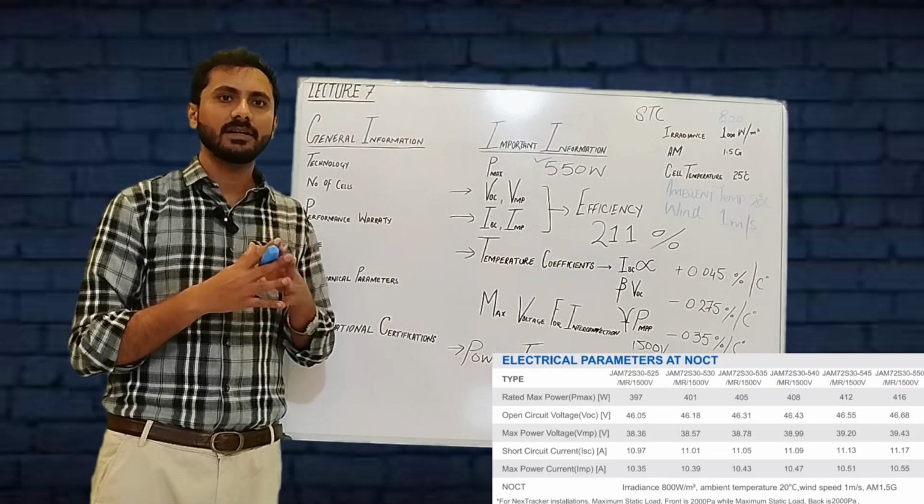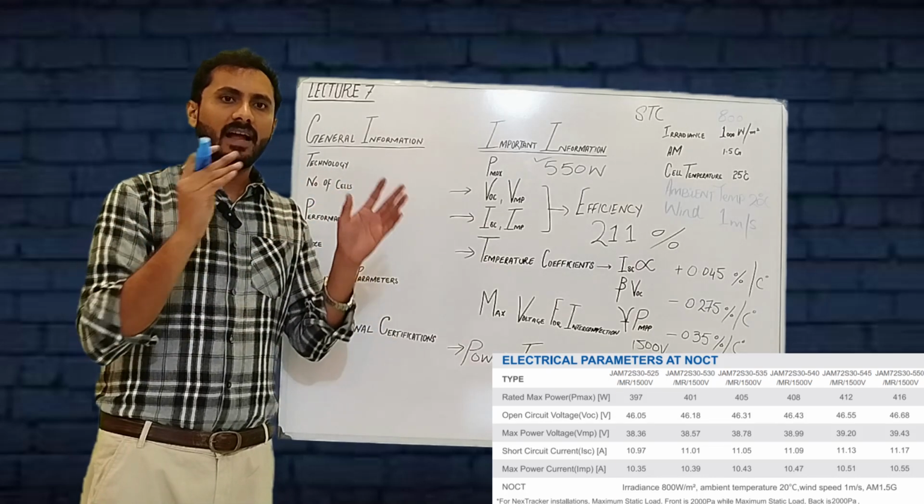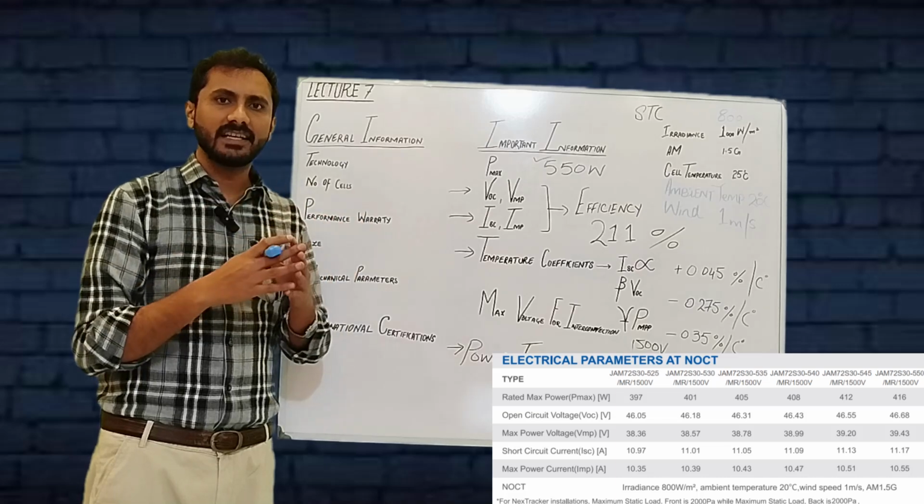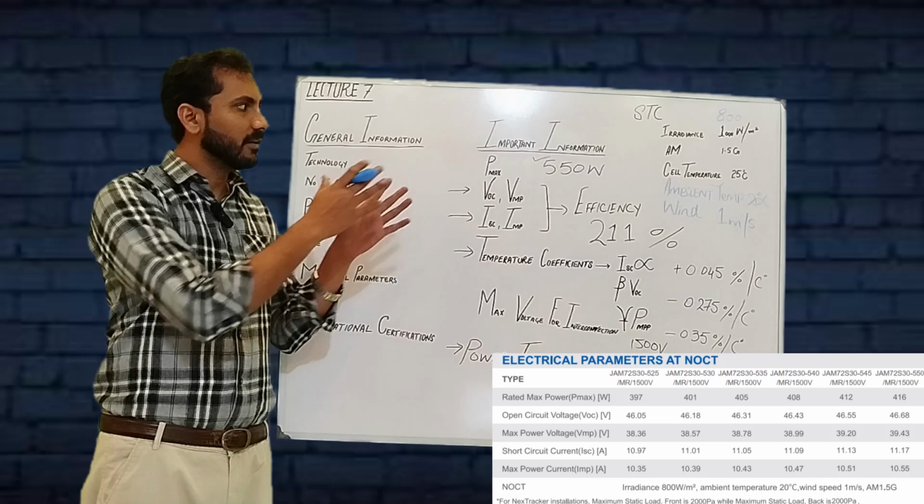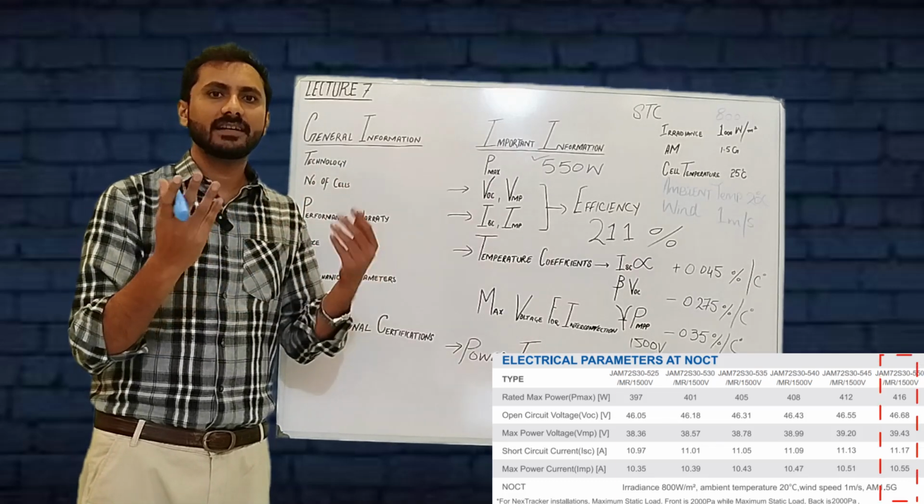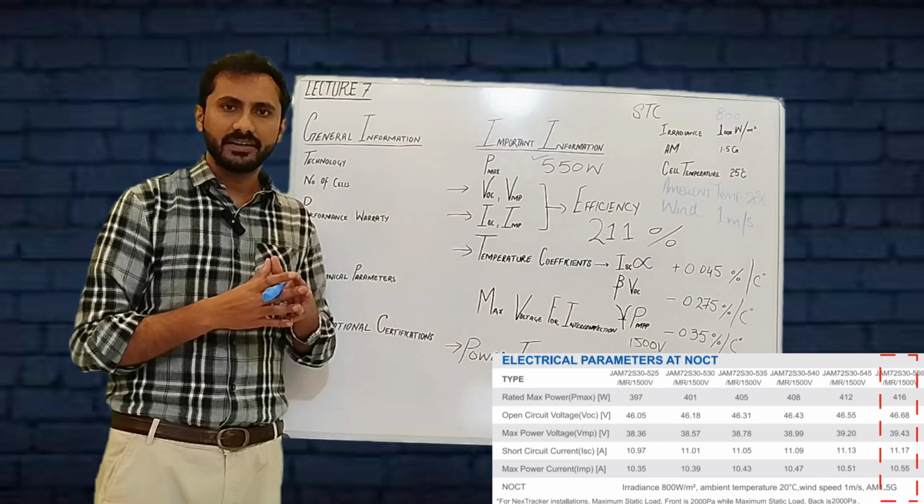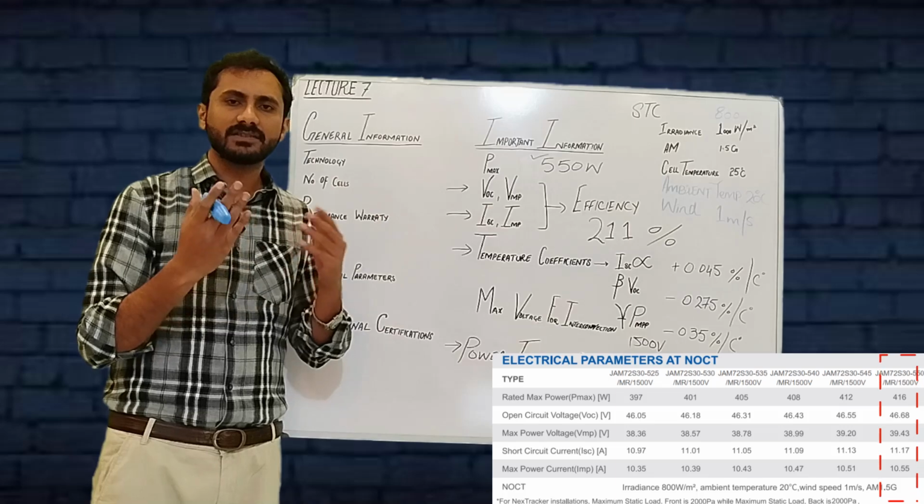NOCT values means that now the solar panel is connected in the atmosphere, and the radiance coming from the sun is generally around 800 watt per meter square. The angle modifier will be the same. Instead of considering the cell temperature, we consider the ambient temperature, which is 20 degrees centigrade, and the wind speed, which is around 1 meter per second.